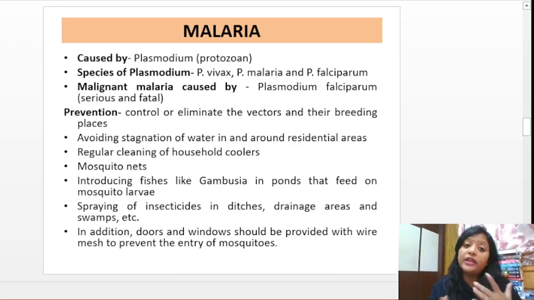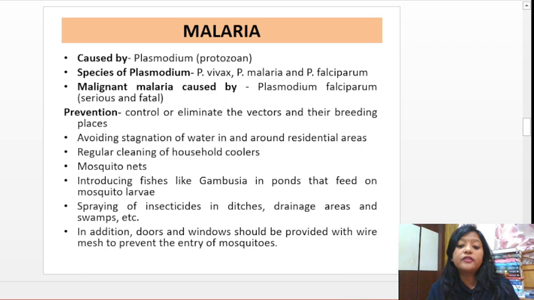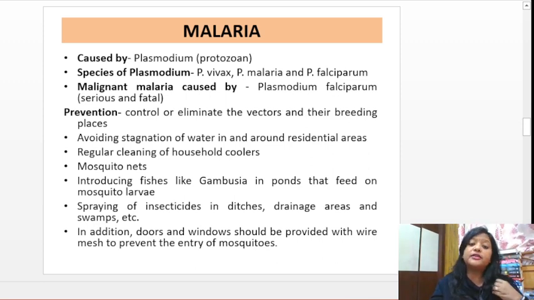Then you can introduce some fishes into those water sources, which feed on the mosquito larvae. You can spray insecticides in those places. Also you should always try to keep your doors and windows closed, or at least keep a wire mesh to prevent the entry of mosquitoes into your home. There are some other ways, like using mosquito coils or mosquito repellents, to keep yourself safe.